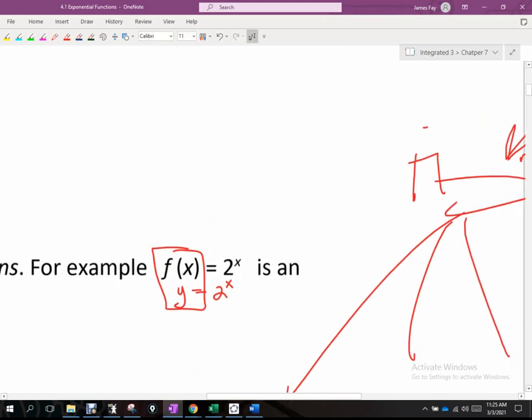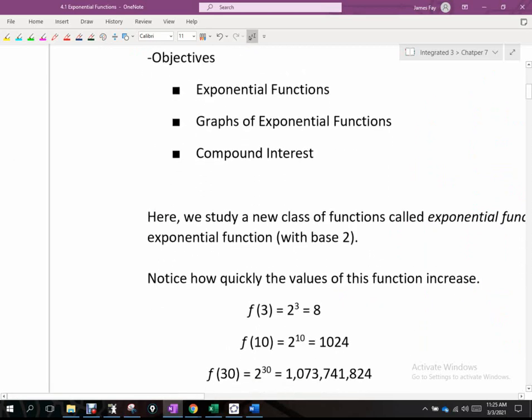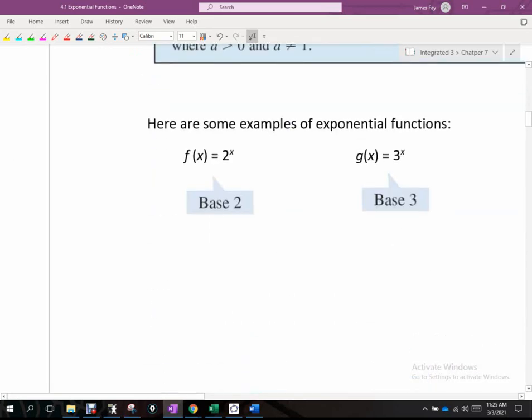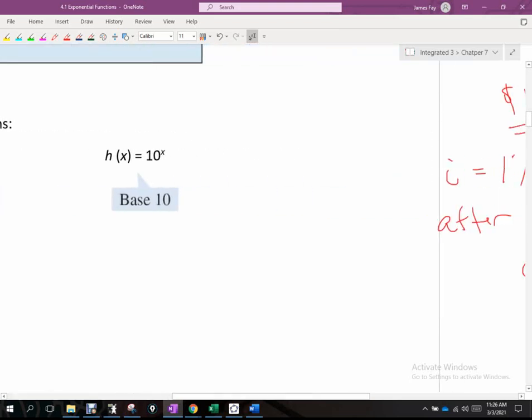Okay. So we've got some vocabulary that is important for us. When we write an exponential function, the large number that is being raised to the variable exponent, that large number is called the base. So in that example right there, we say this is the base of 2. This is a base of 3. This is a base of 10. Is that all right with everybody? Okay.